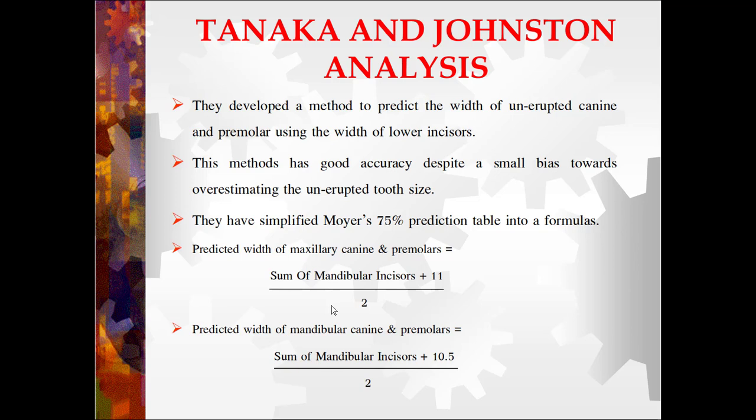Coming to Tanaka and Johnston analysis, they simplified the Moyer's 75% prediction table into a formula. According to them, the predicted width of maxillary canine and premolars is sum of mandibular incisors plus 11 divided by 2, and predicted width of mandibular canine and premolars is sum of mandibular incisors plus 10.5 divided by 2.